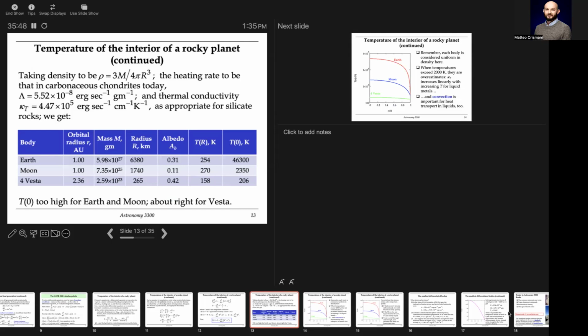Okay. So here we have the Earth. Orbital radius, 1. Good. Mass, big. Radius, big. Albedo, small, but more reflective than the moon. Cool. Temperature at the surface, balmy. Beautiful. Right? Is that the current temperature? Probably not. In fact, it's not the temperature at all. What's wrong?